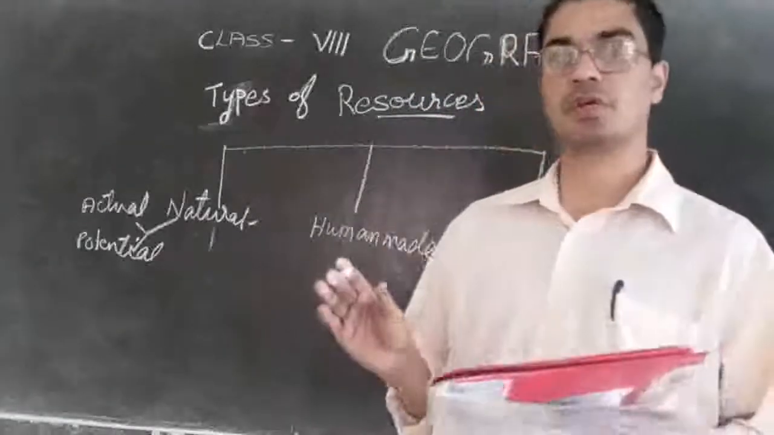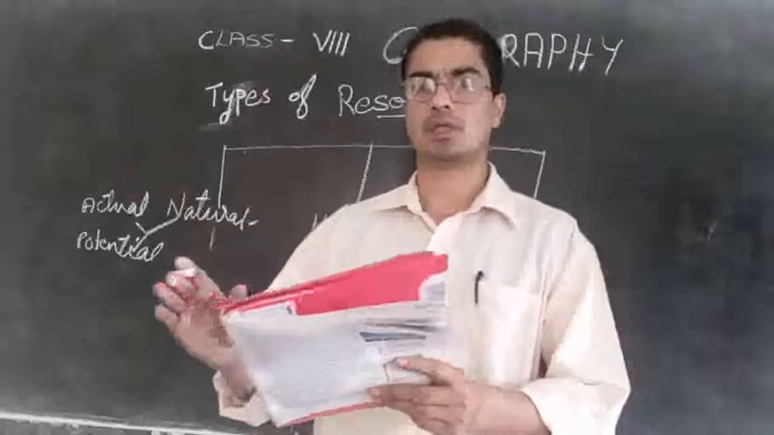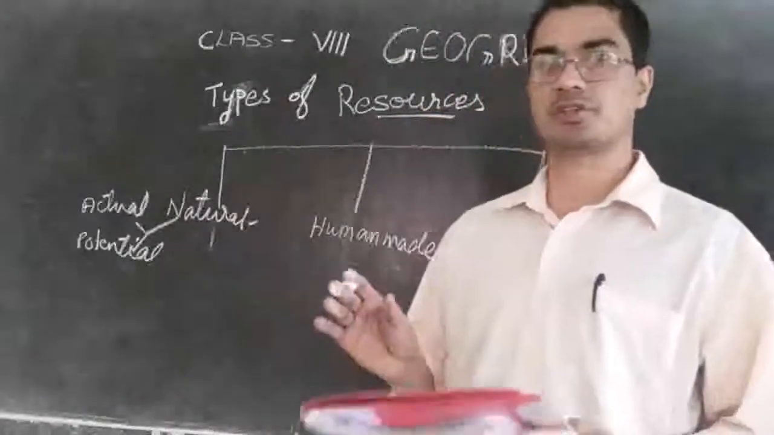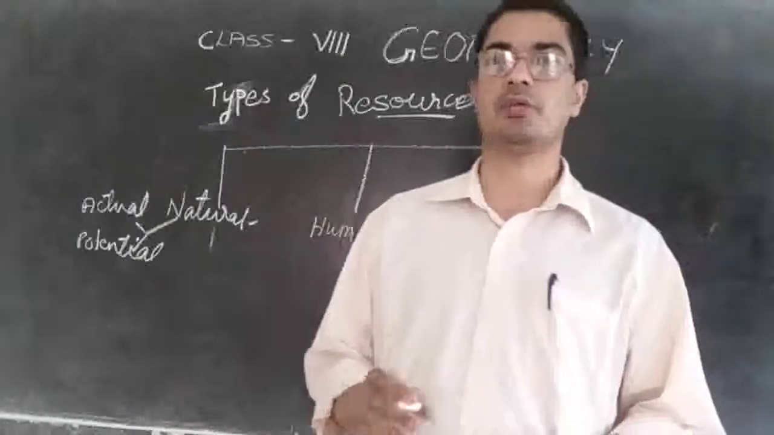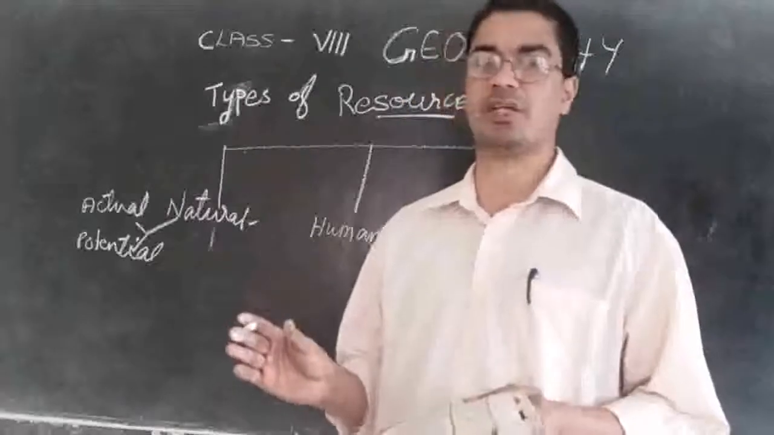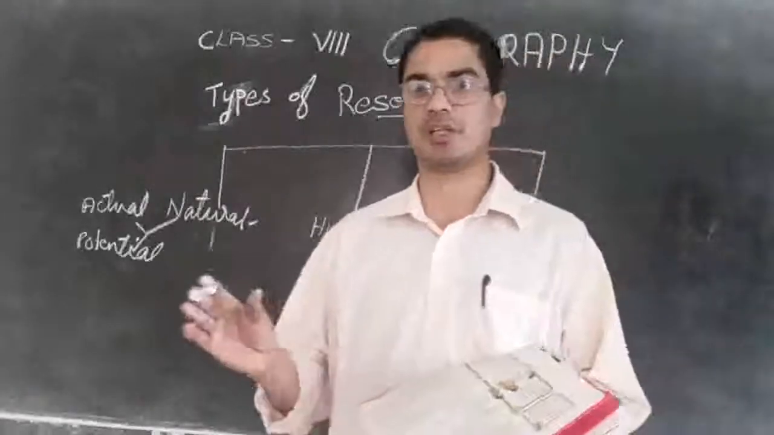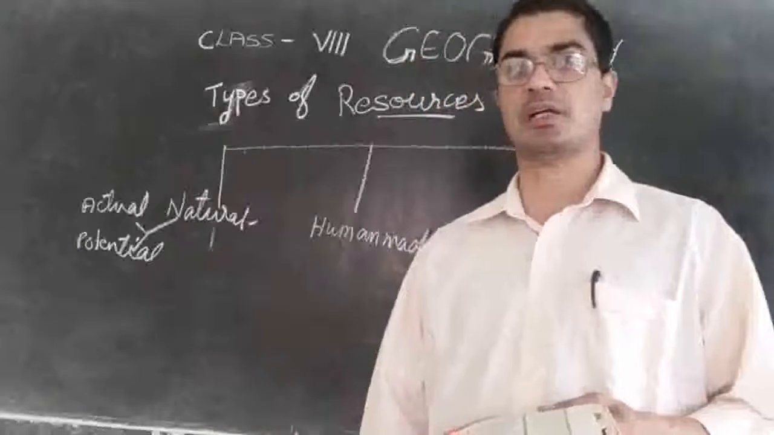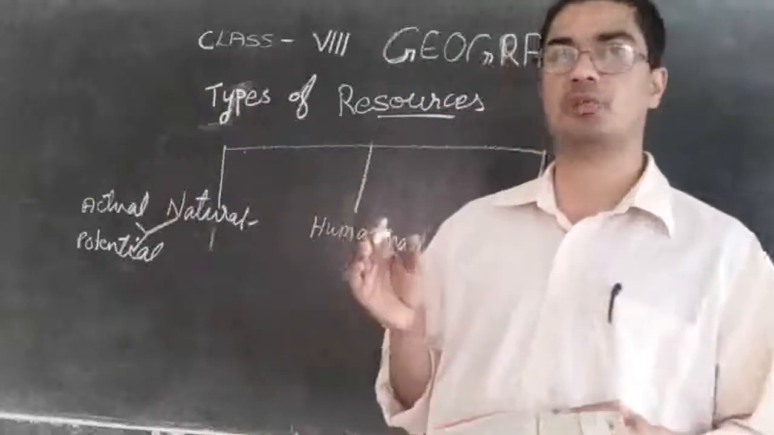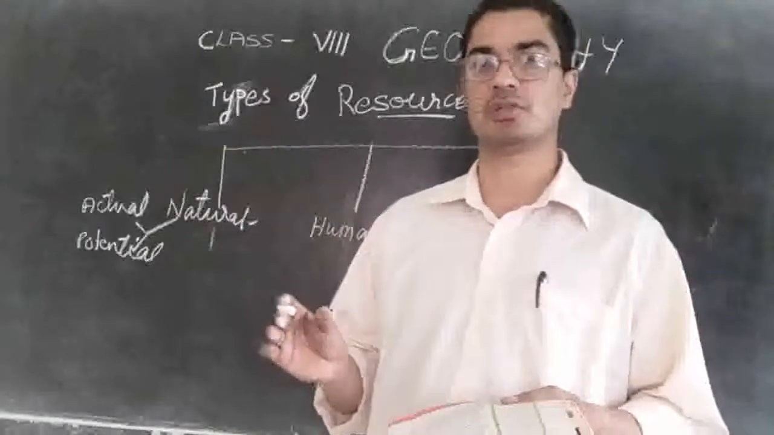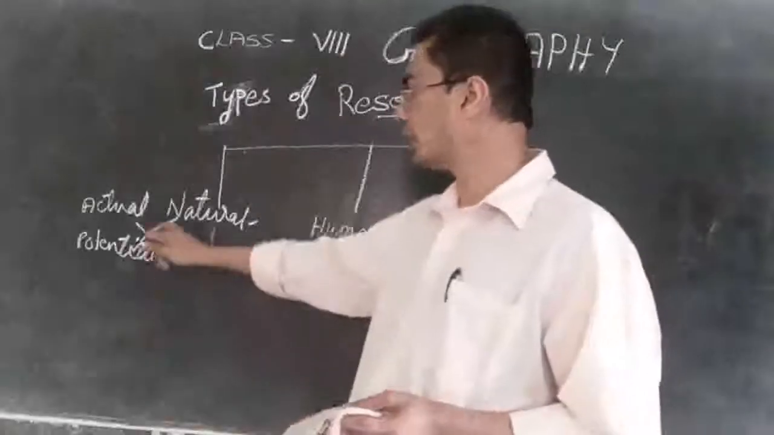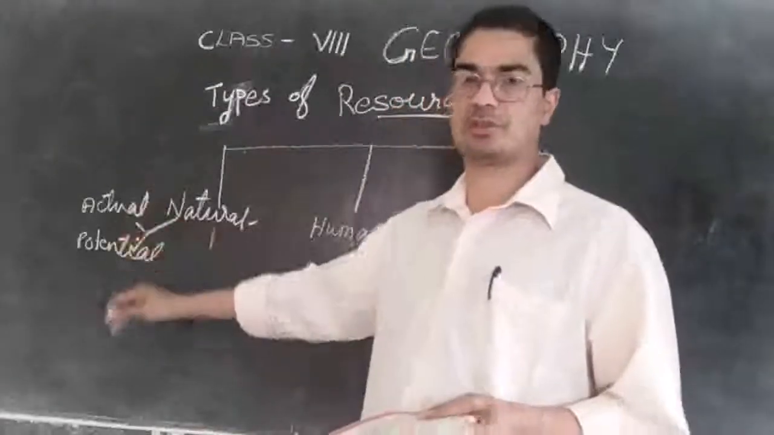For example, we found out that on a certain location there are natural resources available, and then we use modern technology and find out how much is the quantity available there. It is deep down under the earth, but with the help of technology we are able to find out how much is available there. So if we are able to find out how much it is there, then it is called actual resources.